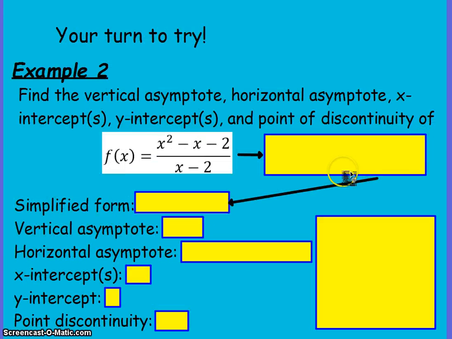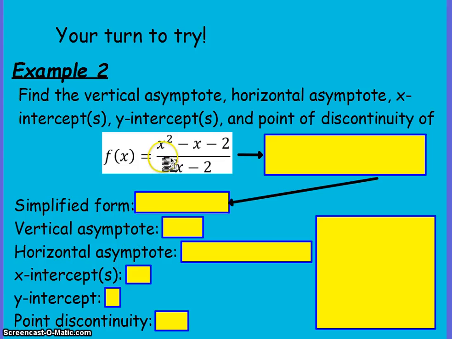All right, your turn to try. Go ahead and copy this example down, and what you're going to find is the simplified form, asymptotes, intercepts, and any points of discontinuity. And remember, you're going to factor or simplify first. That's always your first step. Go ahead and pause the video and work this problem.